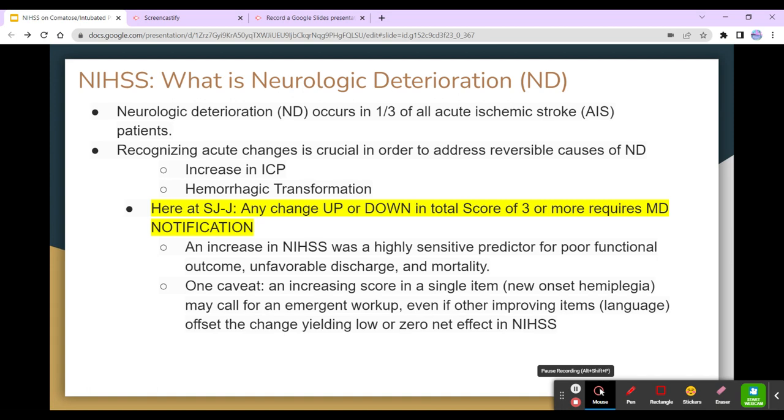One caveat to this is an increasing score in a single item, such as, originally the patient's motor in the right leg was a 2, and now it's a 4. That will call for an emergent workup, even if, let's say, their speech had improved, and so their overall NIH rating has improved, but because of that increased weakness in that arm or leg, it would necessitate a call to the physician.